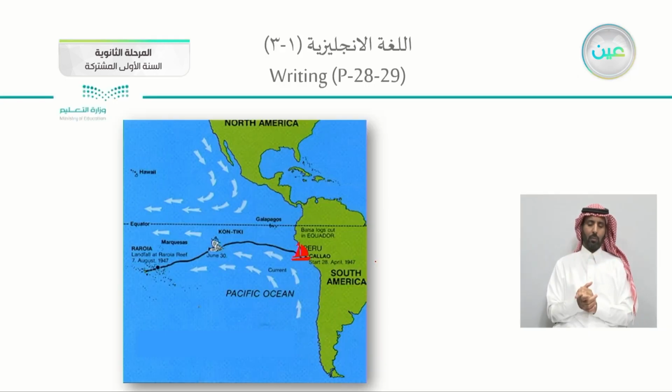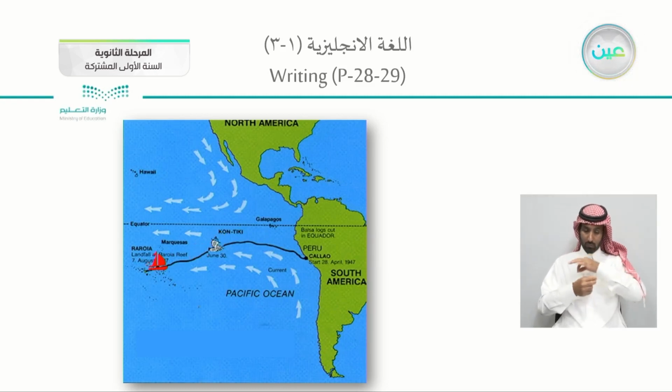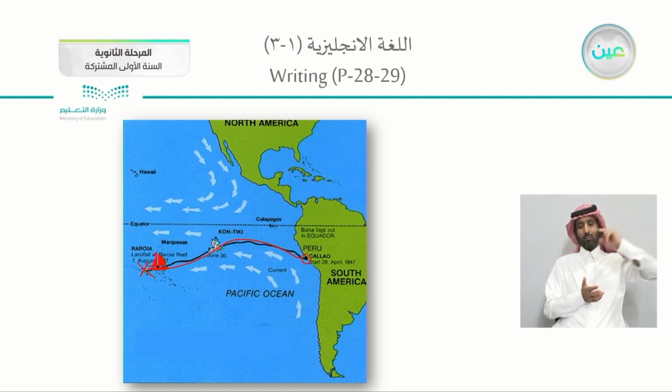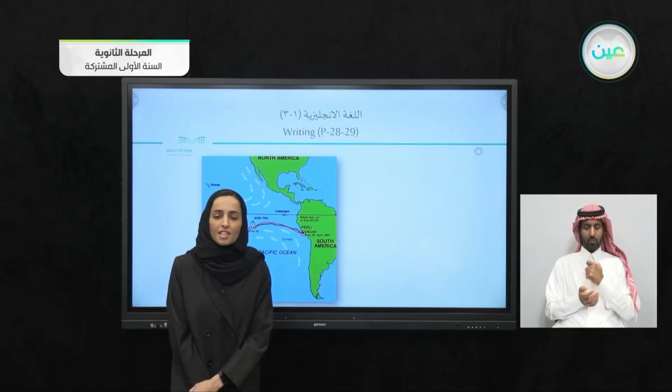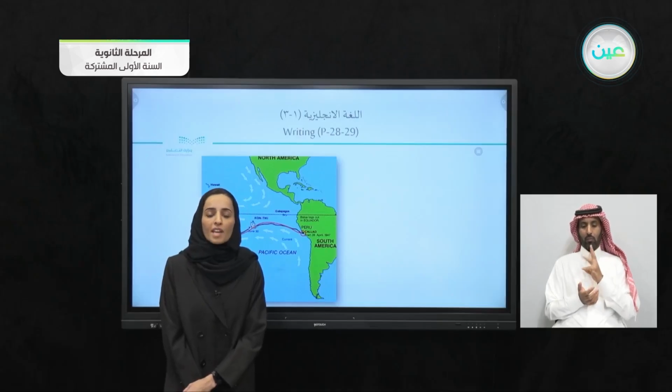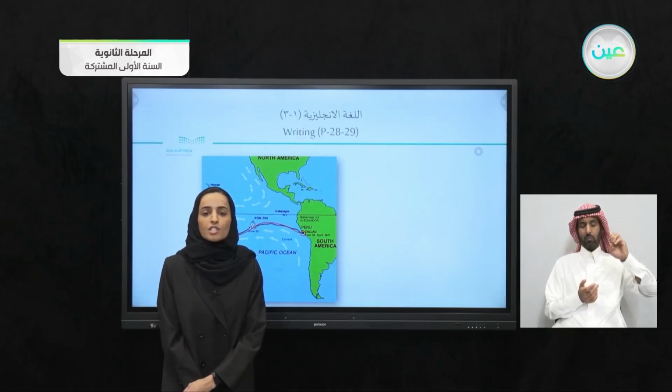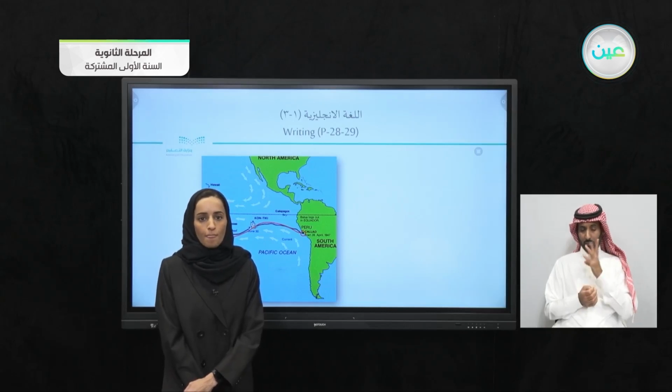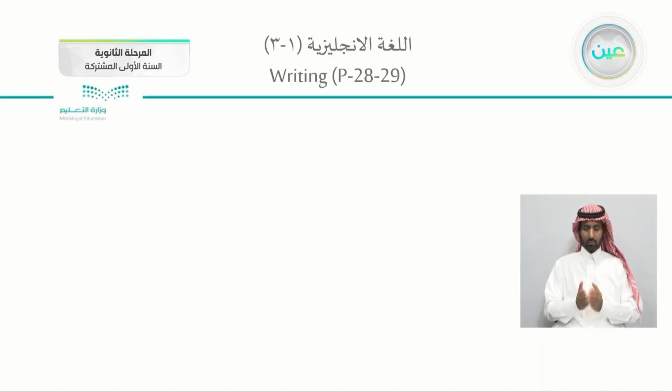Okay, speaking about the Kon-Tiki, we can tell that it started from South America all the way to Raroia. So we went from South America, from Peru here, all the way to there. And it took them 6,900 kilometers and more than 100 days in this expedition or voyage. Okay, so let's get started.